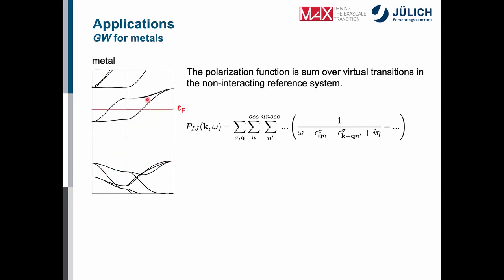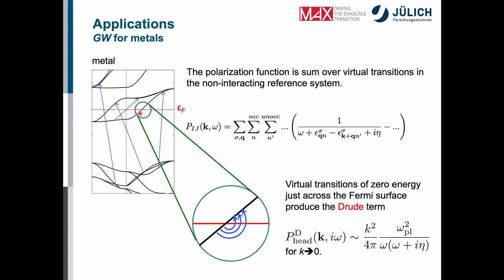On the other hand, if the Fermi surface cuts the electronic bands, one and the same band can be partly occupied and partly unoccupied. This requires the Fermi surface to be sampled accurately in reciprocal space. We use the tetrahedron method for this purpose. However, there is an extra contribution that originates from infinitesimal virtual transitions from slightly below the Fermi surface to slightly above. This contribution is not captured by the tetrahedron method. Luckily, one can derive an analytic formula for it, the Drude term. It depends on the plasma frequency, which can be calculated by an integration over the Fermi surface.